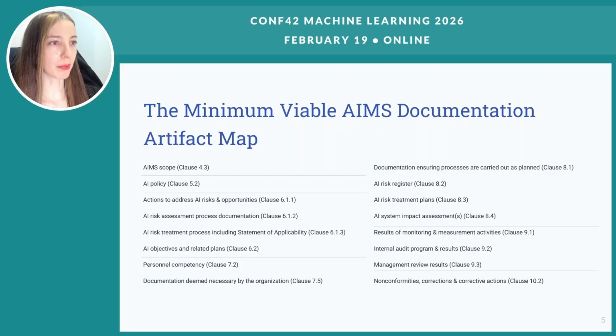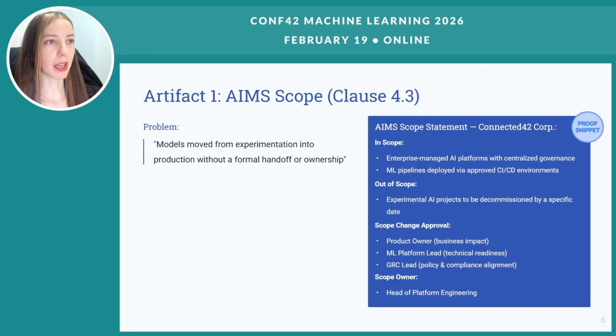As I go through them, I won't show full documents today since they can get quite lengthy. Instead, I'll highlight their significance from an audit perspective and connect each one to the real-world problems teams run into. Artifact 1, AIMS Scope, Clause 4.3. Defining scope answers a very simple question: what exactly are we covering?